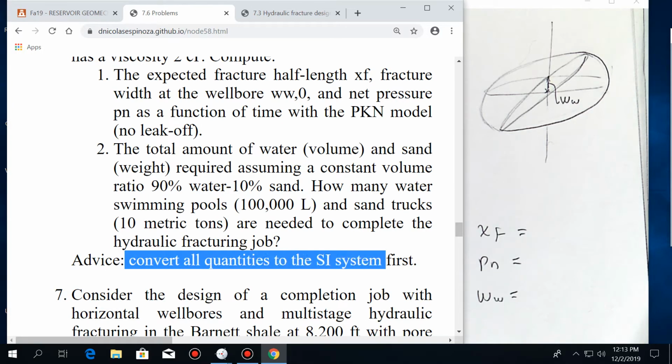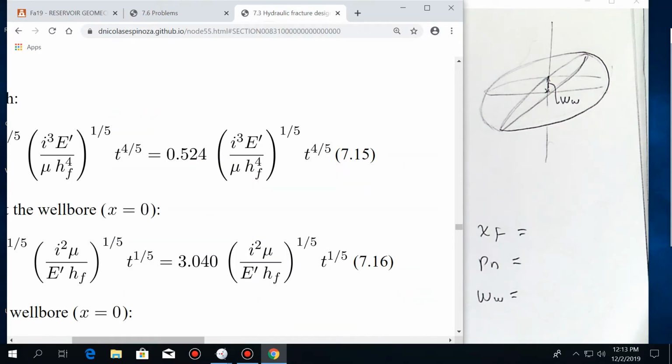Important thing over here, try to convert all your units to the SI system, because when you get to all these powers, these equations are going to get very, very complicated unless you have some other factor that takes units into account. It's going to be very complicated to deal in field units. So put everything in kilogram, meters, second, and Newton, and Pascal, and then you'll get the right answer.